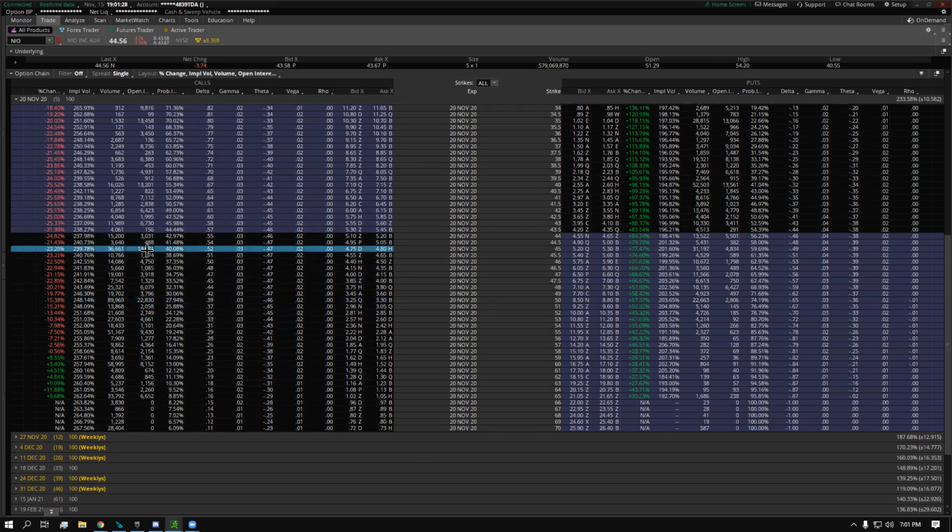If you see very high open interest on a contract super far out of the money, you want to pay attention, especially if you have a gap.